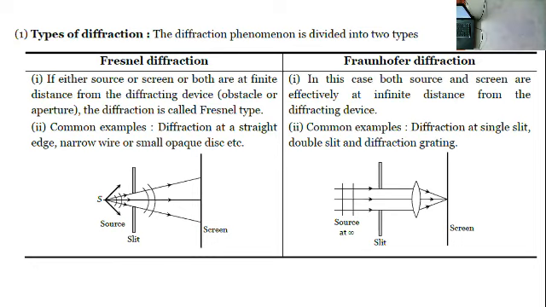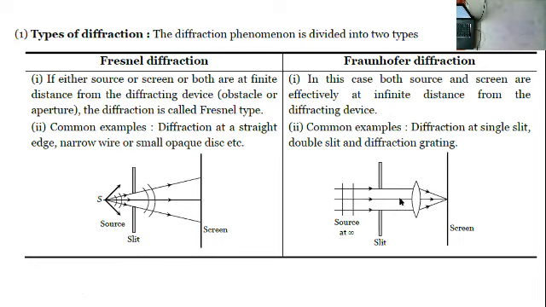Okay, these are the two types of diffraction. In both the experiment is common. The only change is that in Fresnel the source and screen are at finite distances. In Fraunhofer the source and screen are at infinite distances. And in Fresnel we are not using any convex lenses. In Fraunhofer we are using convex lenses. Only these are the differences, and the remaining are all the same.